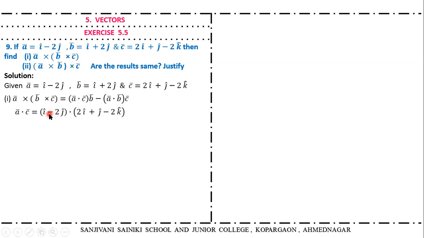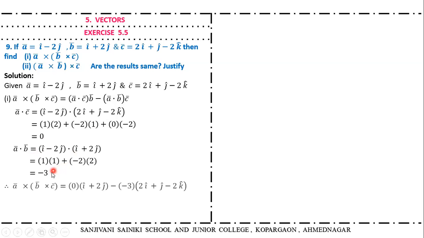So a bar dot c bar is the dot product of a bar and c bar: 1 into 2, minus 2 into 1, and 0 into minus 2. So what you get comes out to be 0. Similarly, a bar dot b bar is equal to minus 3. So a bar cross (b bar cross c bar) is nothing but 0 into b bar minus minus 3 into 2i plus j minus 2k. So this gets cancelled. What will remain? Minus minus plus. 3 into 2 is 6, 3 into 1 is 3, and 3 into minus 2 is minus 6. This is our equation number 1.